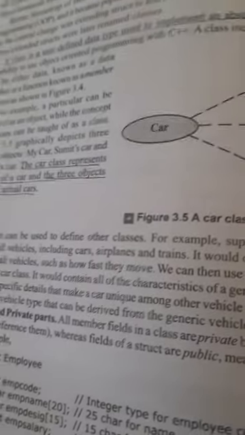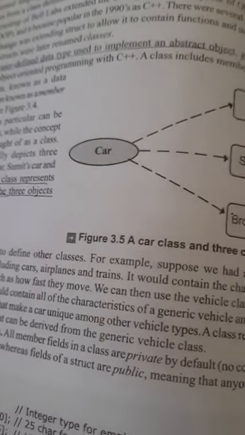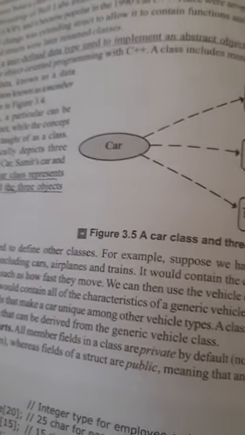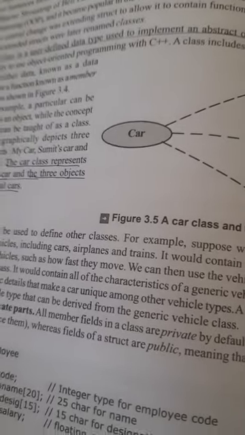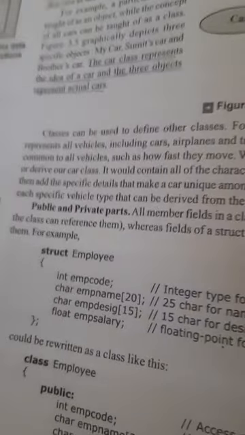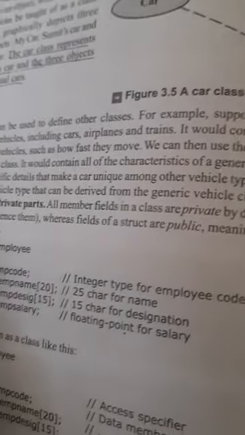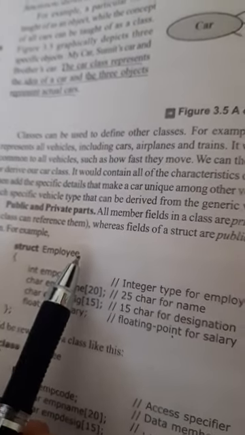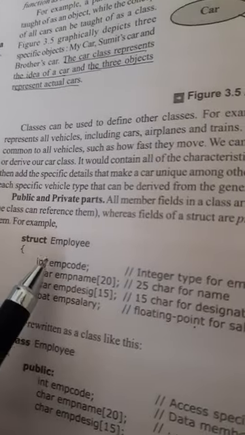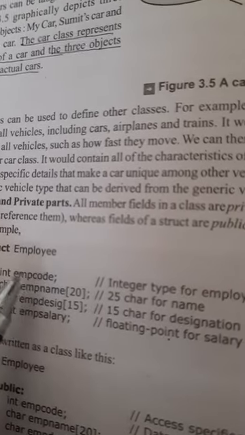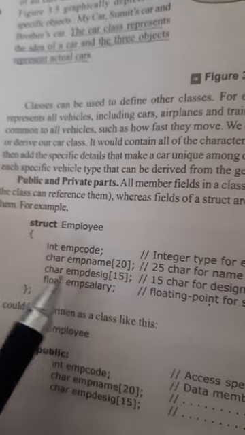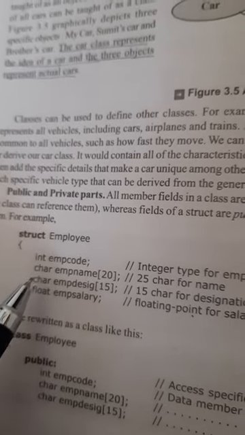So in arrays we had a collection of variables of similar data types. In structures we have a collection of variables of dissimilar data types. So here is an example of a structure. Here, this is the struct keyword, and this is the structure name. So this is a user defined data type. Here you can see that the variables employee code, employee name, employee designation, employee salary are of different data types: integer, character, float.